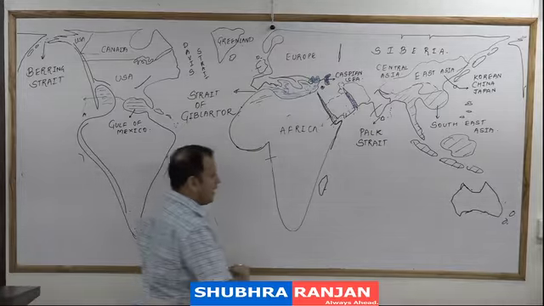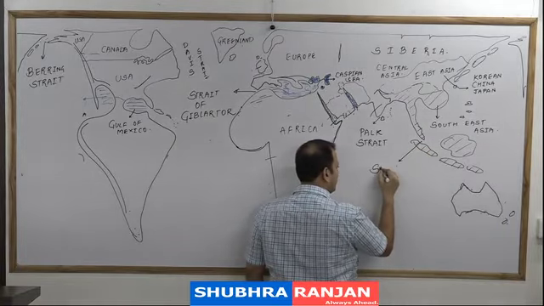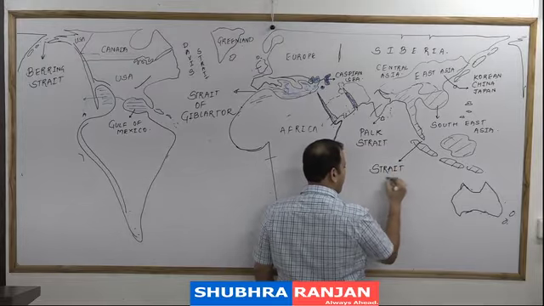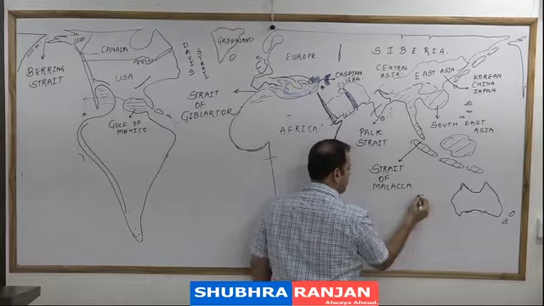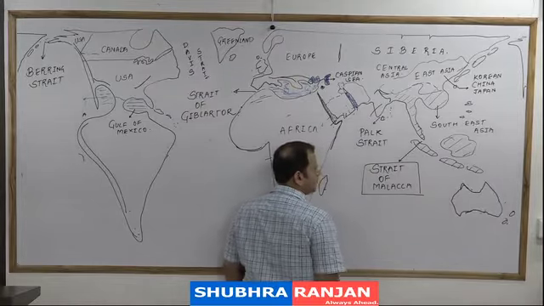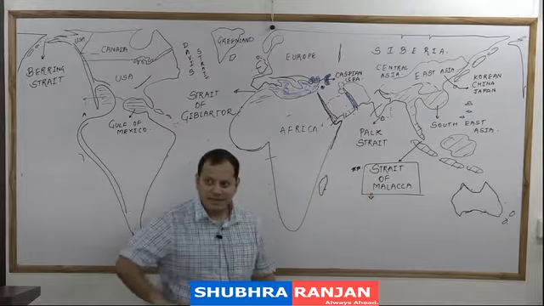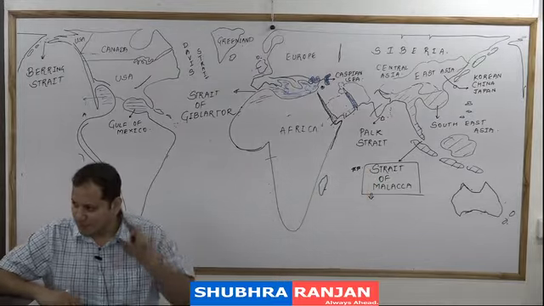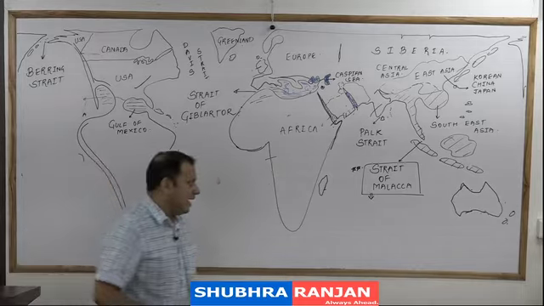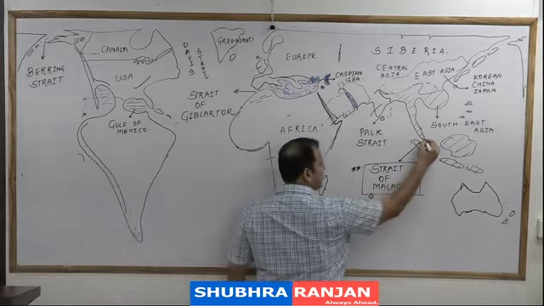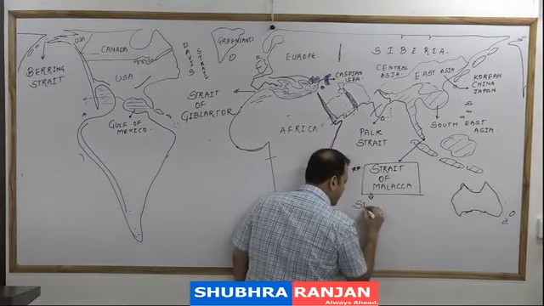Then after that we have a very important strait here, that is the Strait of Malacca. Very important because it is the busiest strait in the world. It is one of the most important sea routes, ocean routes in the world, and it separates two countries. Which country is this here? Singapore, and this is Indonesia. It separates Singapore from Indonesia.